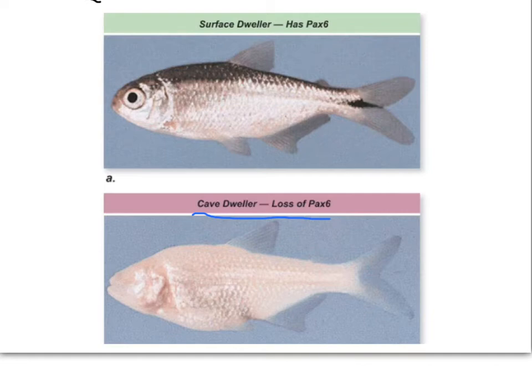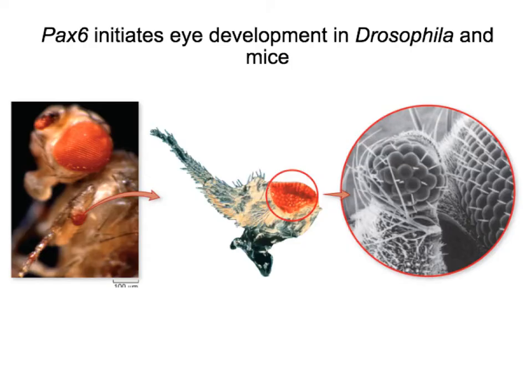So this is an example of how losing the function of one gene, this PAX6 gene, which is the main transcription factor in the formation of eyes, results in the complete loss of that structure. And we have studies that have addressed this question of whether the same transcription factor regulates the formation of eyes in different species.